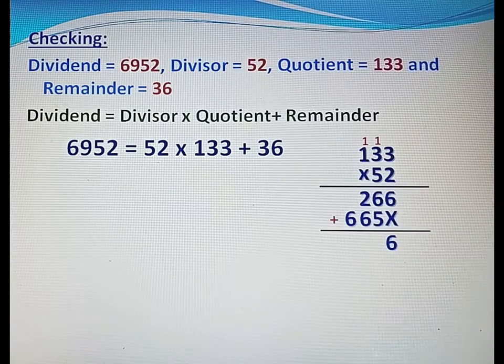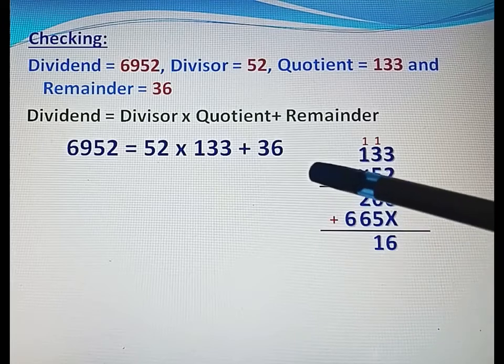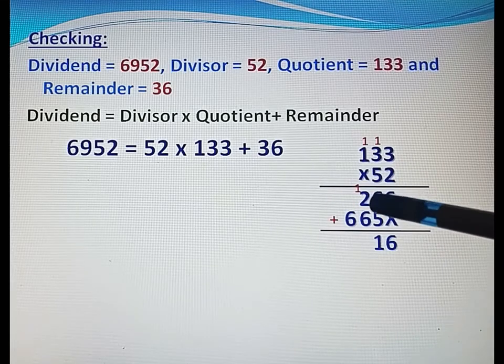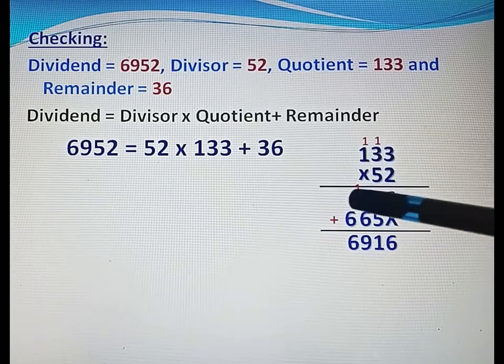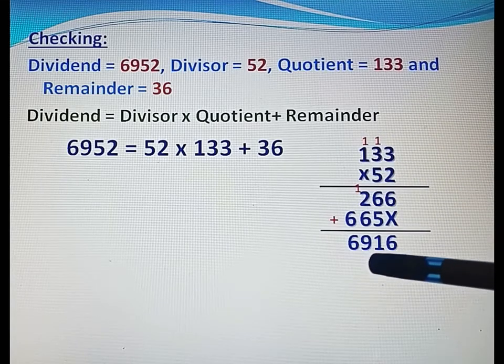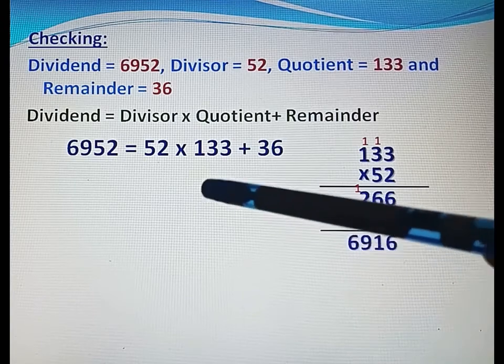6 plus 5 is 11, 1 plus 2 is 3, 3 plus 6 is 9, and 6 as it is. Now 133 multiply 52 equal 6,916.